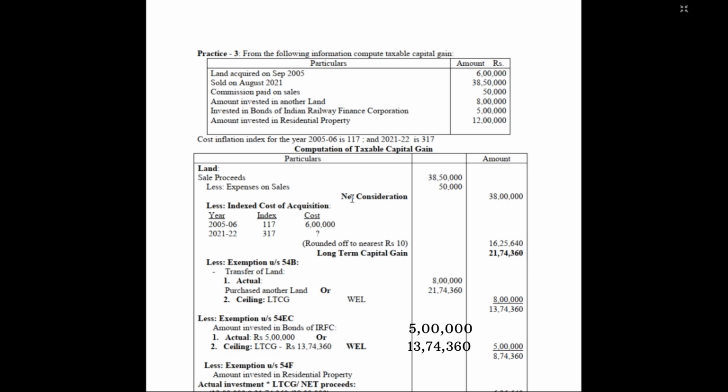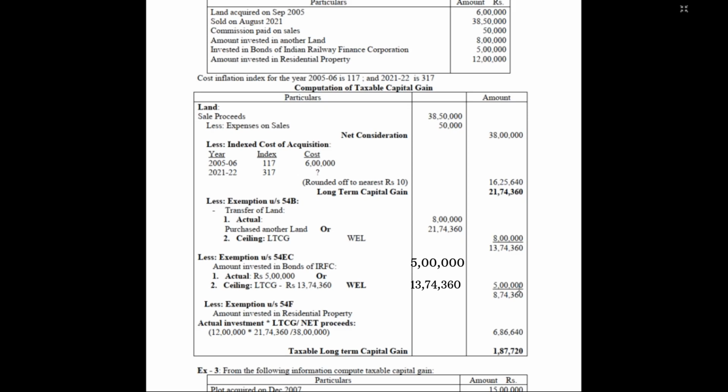Asset capital is land. Sale proceeds 38,50,000, less expenses on sales 50,000. So balance net consideration is 38 lakh, less indexed cost. This land was acquired during 2005-06 at an index of 117. So we have to convert that cost of 6 lakh into the current index of 317. The indexed cost will be 16,25,640.